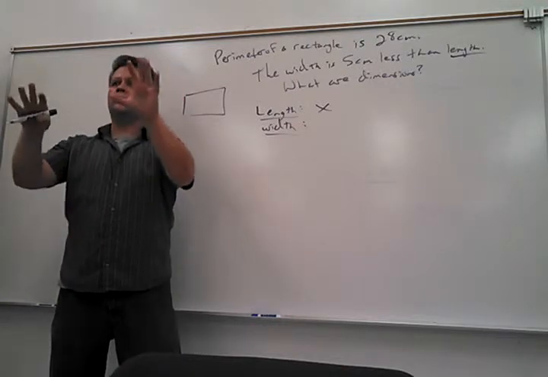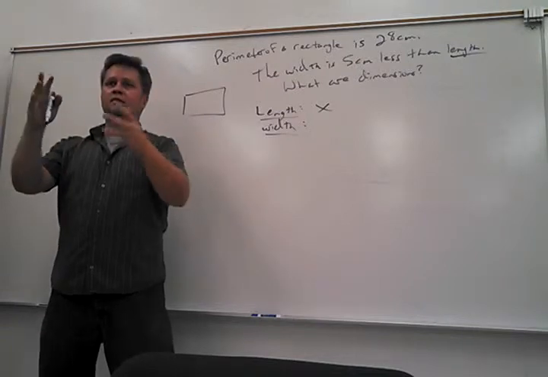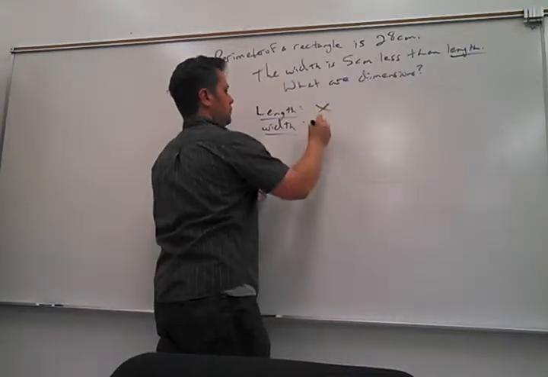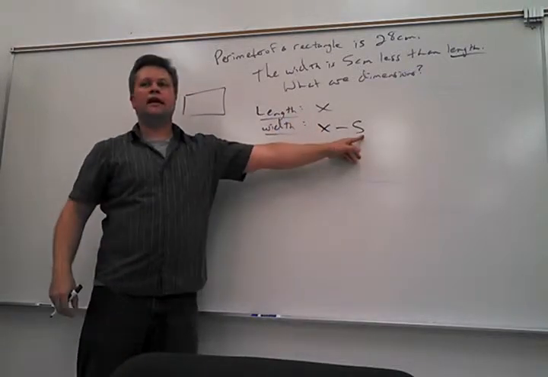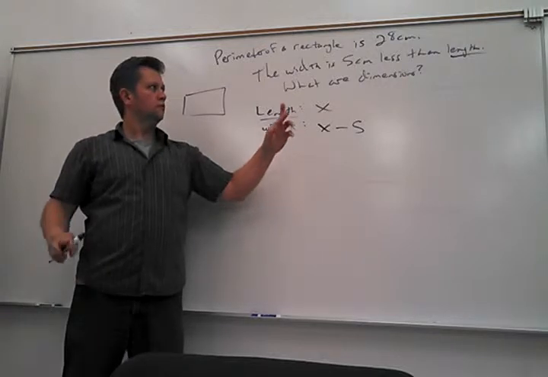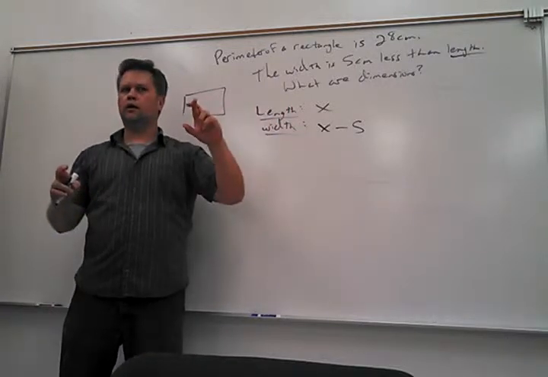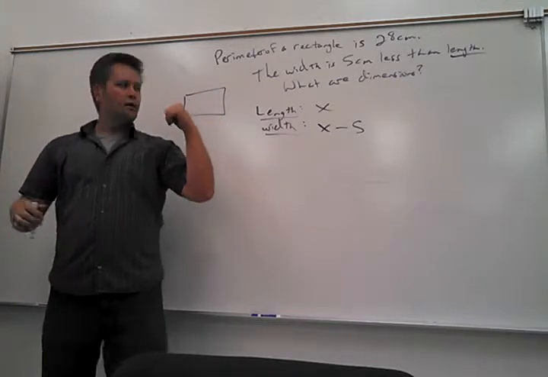That's where you start to get neat things like the width is negative 10. What? So 5 less than the length. I could never have written that down unless I knew the length was x. Okay. I like it. Now here's the next big mistake people make on this specific problem.